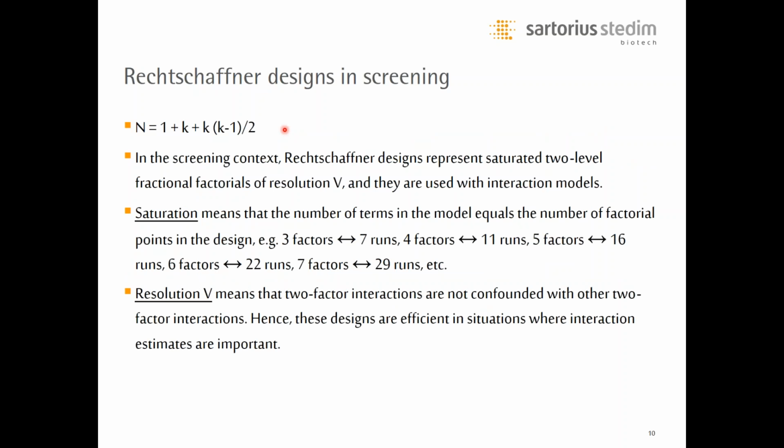The number of runs is seen here by this expression, and in the screening context you can say that the Rechtschaffner designs represent what are called saturated two-level fractional factorials of resolution 5, and they are then used with interaction models. Saturation in this case means that the number of terms in the model will be exactly the same as the number of factorial points in the design. So you will have no degrees of freedom left. For 3 factors, the Rechtschaffner screening design will have 7 runs, 4 factors will have 11 runs, and so on and so forth. And this number of runs does not include any replicated points.